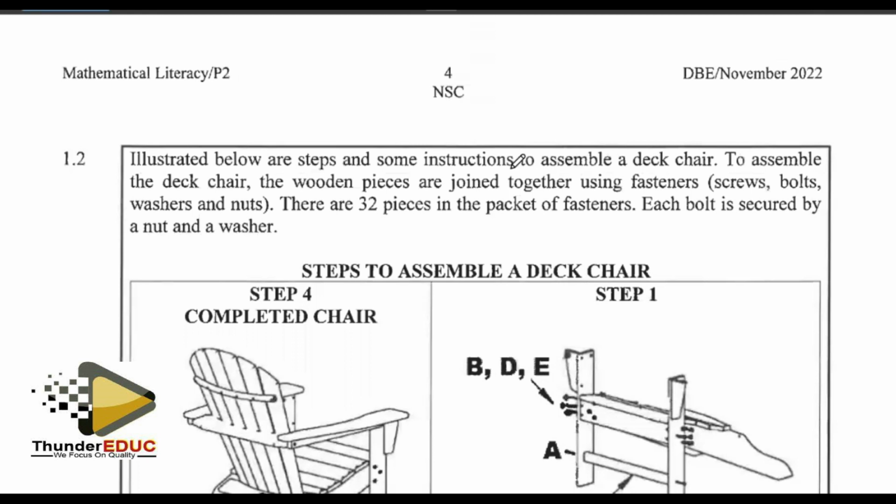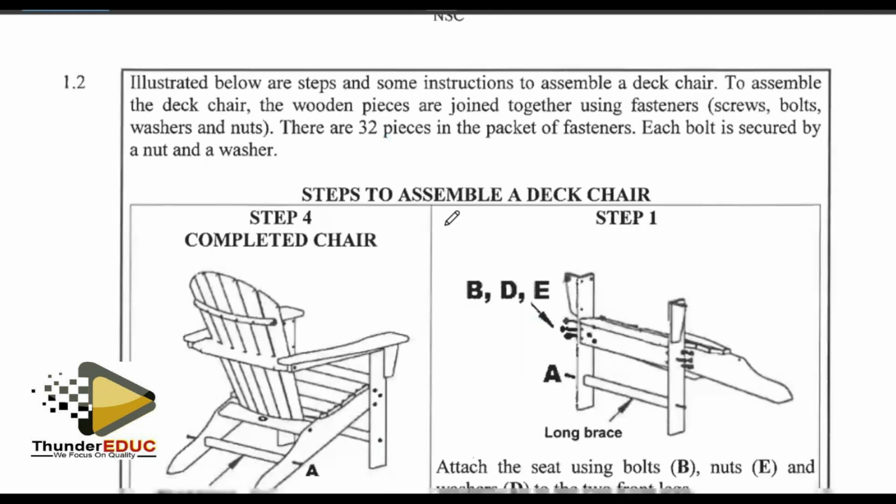All right. In paper 2, we shall be expecting measurements. Actually, you're looking at measurements and conversions. All right. And assembling of objects like we see here. Illustrated below are steps and some instructions to assemble a deck chair. To assemble the deck chair, the wooden pieces are joined together using fasteners, brackets, screws and bolts, washers and nuts. There are 32 pieces in the packet of fasteners. Each bolt is secured by a nut and a washer.